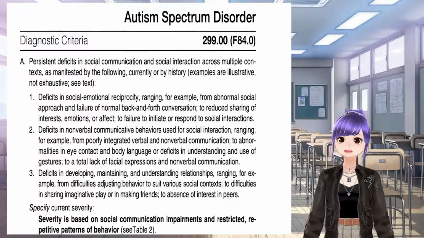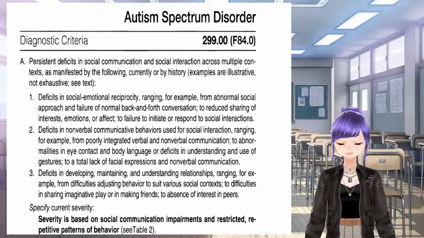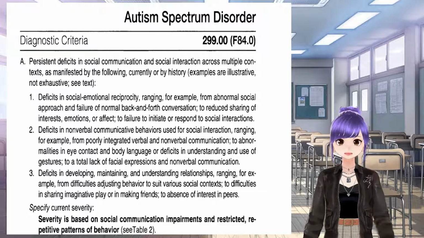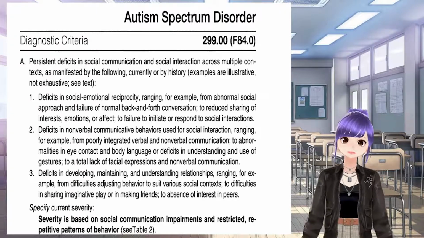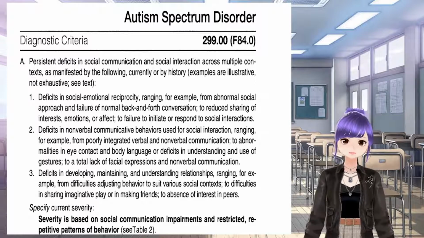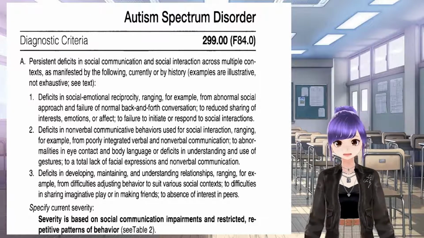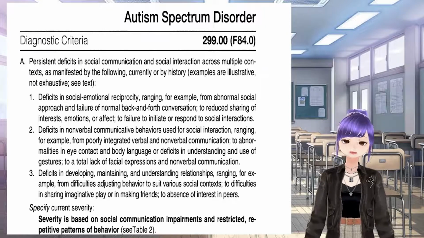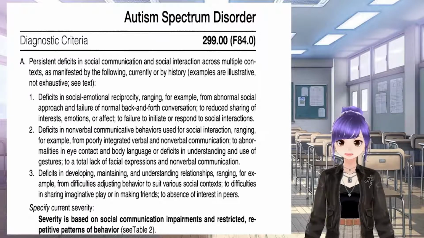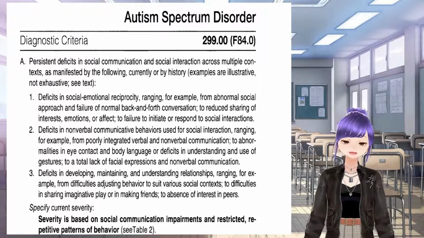So now let's look into the diagnostic criteria for autism spectrum disorder. Just to take note, it is now called autism spectrum disorder. Regardless of whether the diagnosis is Asperger's syndrome, autism, or pervasive developmental disorder, it is now still recognized as autism spectrum disorder. So, letter A: persistent deficits in social communication and social interactions across multiple contexts, as manifested by the following, currently or by history. The examples are illustrative and not exhaustive.